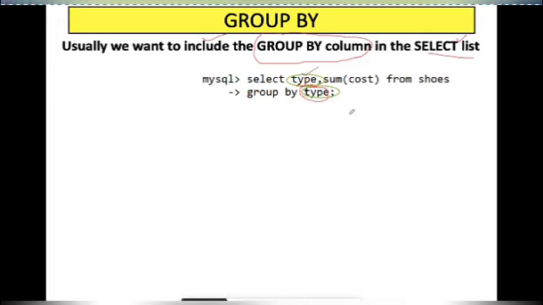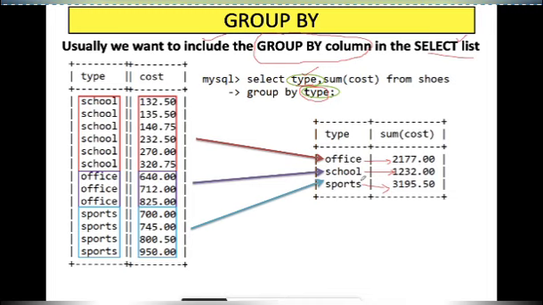If you can see, it is very clear that the total cost of office type of shoes is this, school type of shoes is this, and sports type of shoes is this. It has segregated our data as per a particular type of shoes. There was a drawback in the previous example, so we have rectified it by including the group by column in the select list, and it has made our output more clear. I hope this is clear to you.